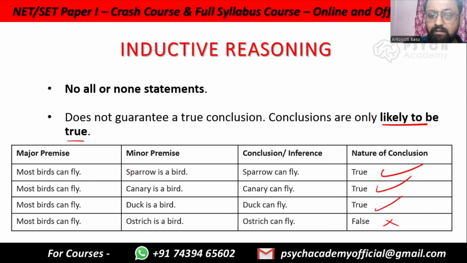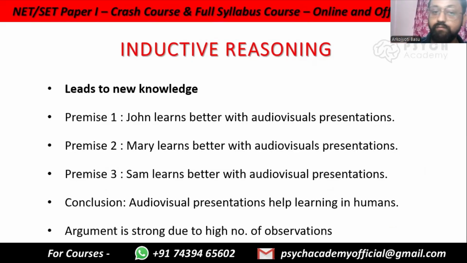If most birds can fly, sparrow is a bird, sparrow should also fly. Most birds can fly, canary is a bird, canary should also fly. But in the same exact format, and while having all true premises, all these, most birds can fly, this is a true premise. All of these premises, they are all true. So you have true premises, you have strong reasoning. Still, you can end up with a false conclusion. This is why we state that inductive reasoning does not guarantee true conclusions. It is only likely to be true in most of the cases, not in all the cases, because you don't have information about all cases.